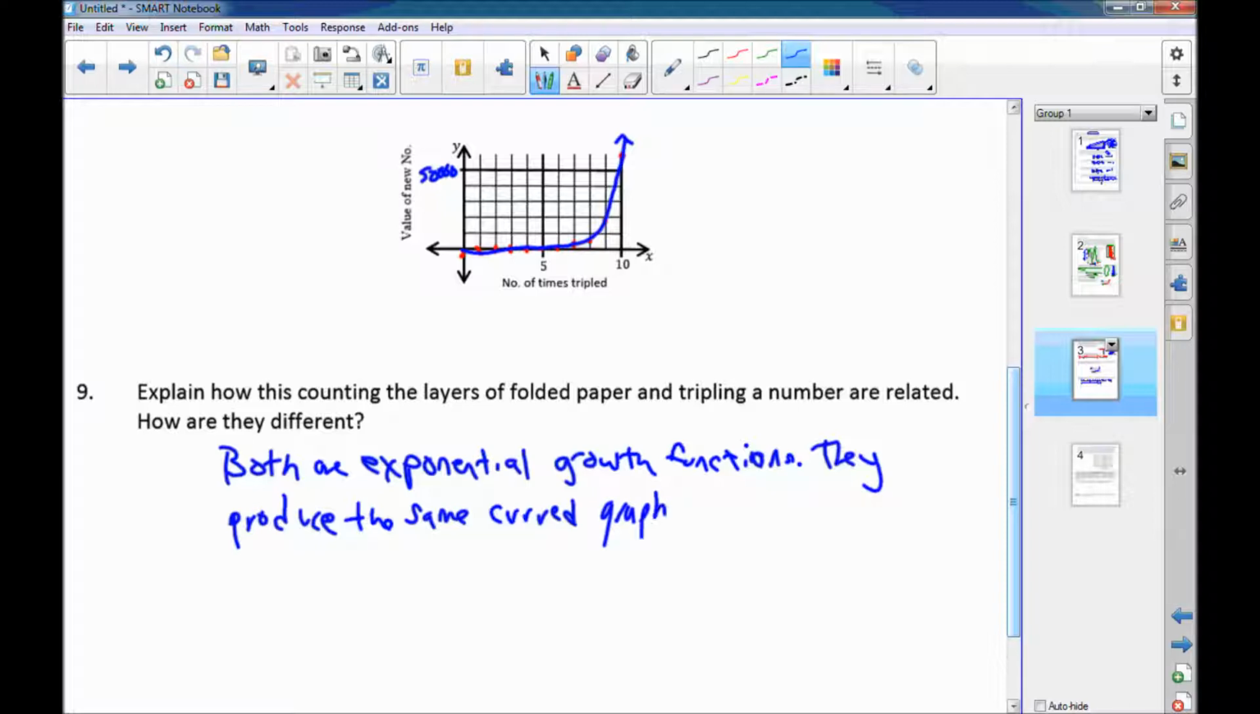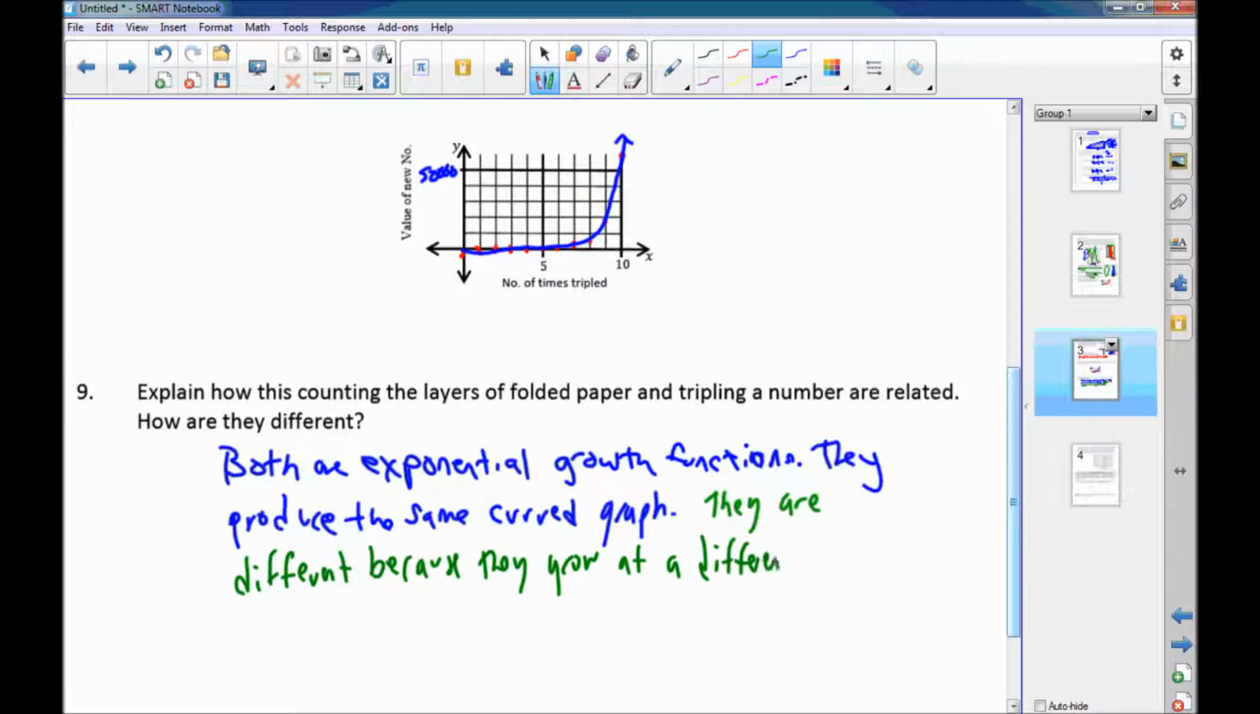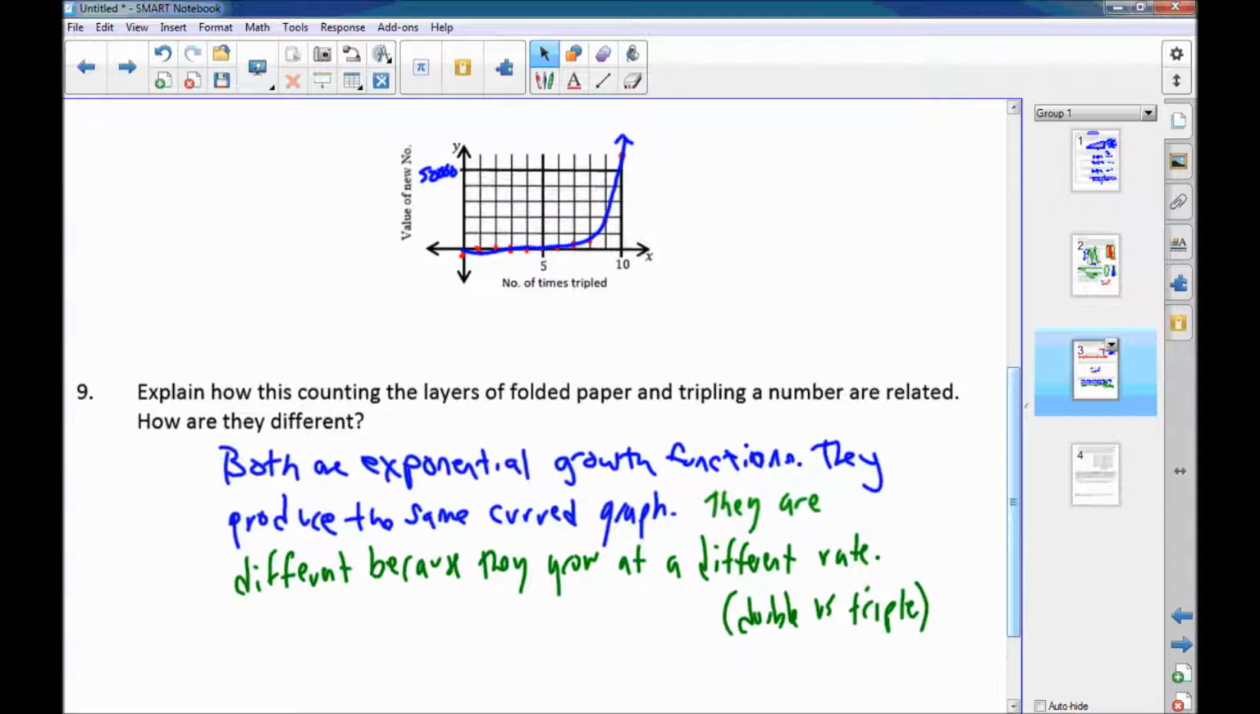Okay. Now, how are they different? Well, the difference is instead of doubling, we're tripling. So they're growing at a different rate. One of them doubles, one of them triples. So this is double versus triple for the difference. Okay. All right, so the triple one's going to grow faster.